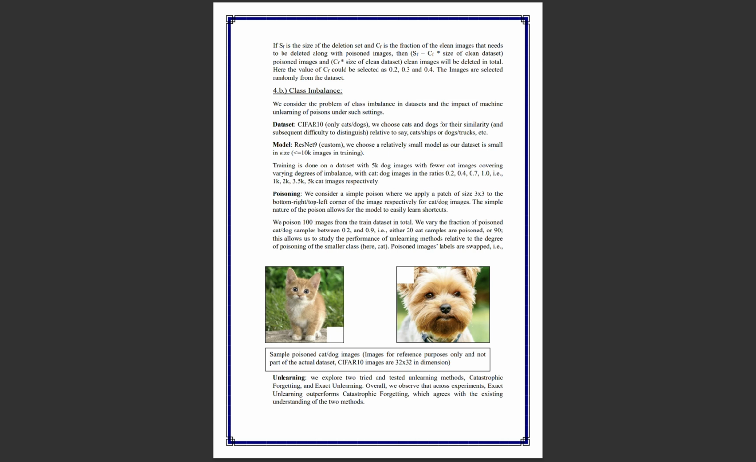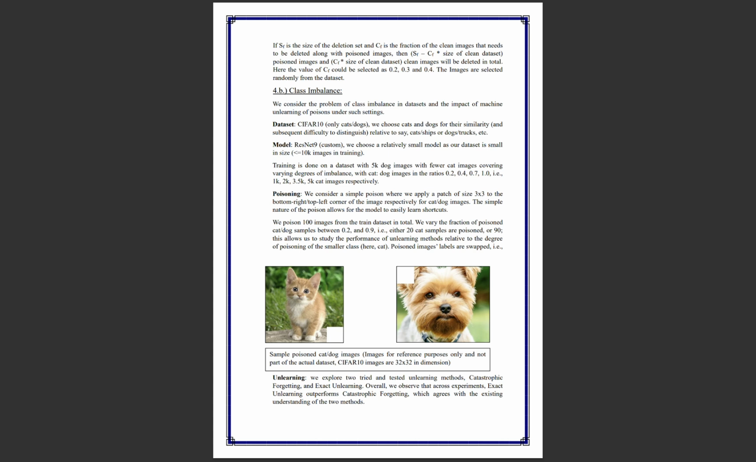Poisoning. We consider a simple poison where we apply a patch of size 3 x 3 to the bottom right or top left corner of the image respectively for cat or dog images. The simple nature of the poison allows for the model to easily learn these shortcuts. We poison 100 images from the trained dataset in total.